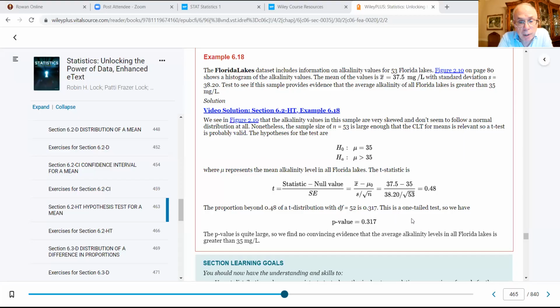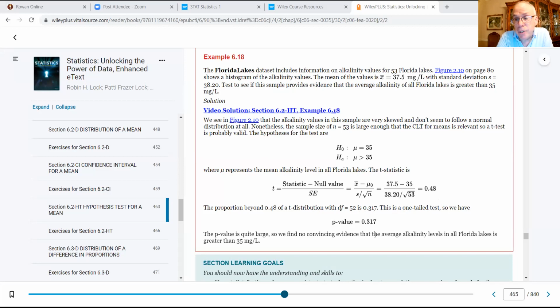Let's go back. So you could try it with your calculator, just like we did before. And according to the book here, when you put in a t-statistic of 0.48, and remember, once you calculate your t-statistic, it would be advantageous to save it, to store it in your calculator, maybe in alpha A. And then when you go with the TCDF, you just put an A in there instead of the number. But anyway, the p-value is about 0.317. So that's a pretty large p-value.